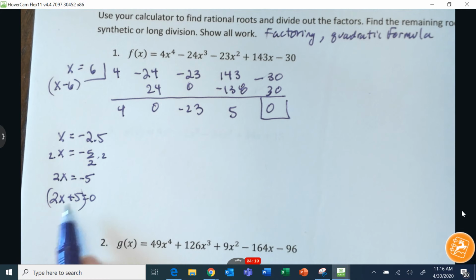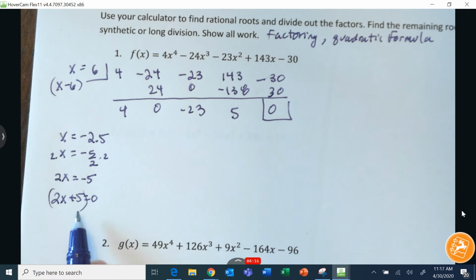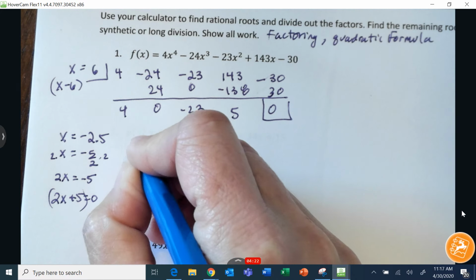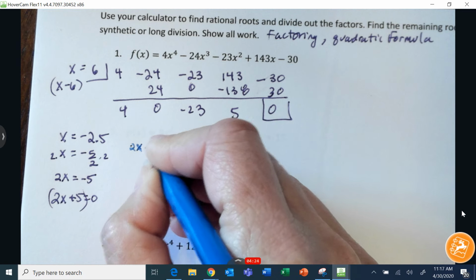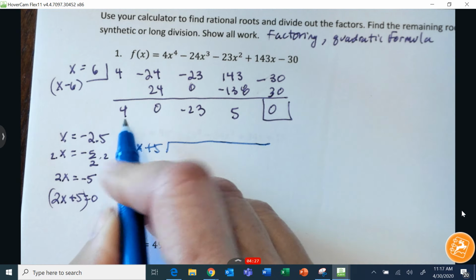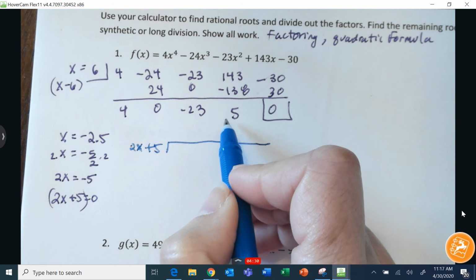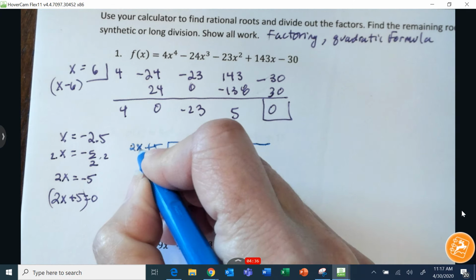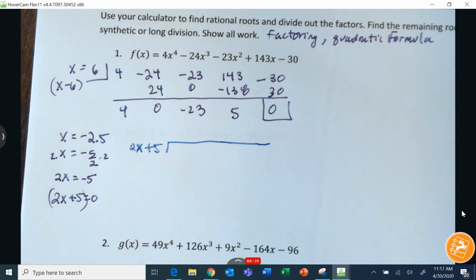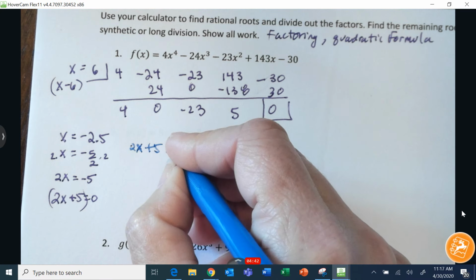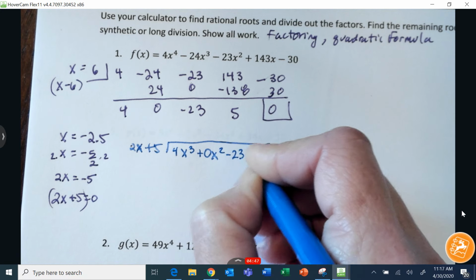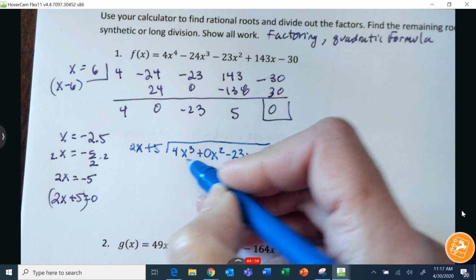And if you have a factor that doesn't just have an x to start, like this x minus 6, you're going to have to use long division. I'm going to change color. I'll do long division in a different color. 2x plus 5, and I'm going to divide it into just this last step. I'm not going to divide it all the way back to the beginning, because we want to take out powers one at a time. So we're going to take this one out of the polynomial after I took out the 6. So I'm going to have 4x to the third plus 0x squared minus 23x plus 5. And then we're going to go ahead and divide that.